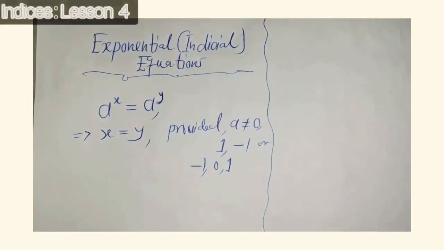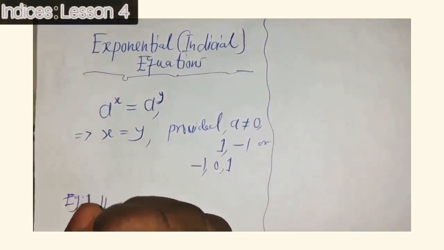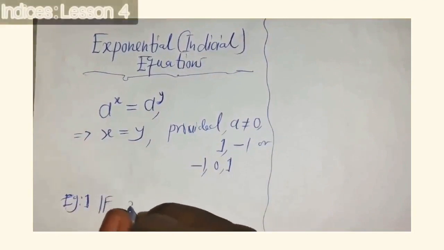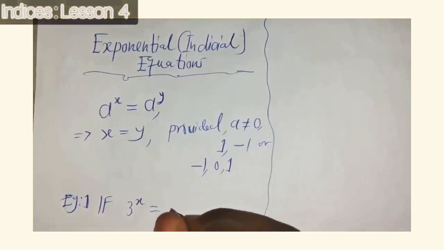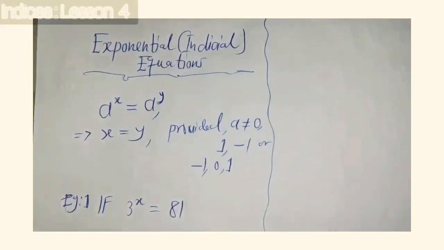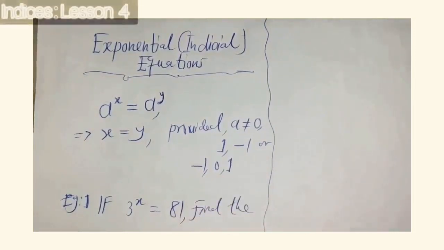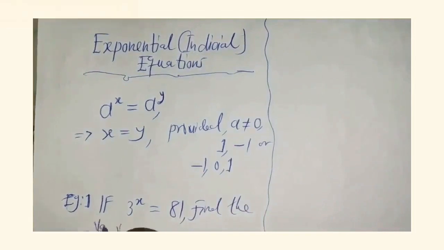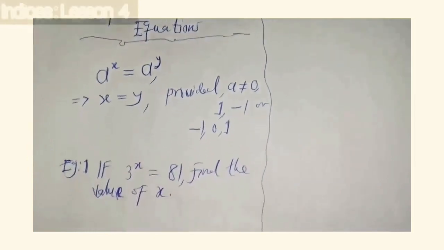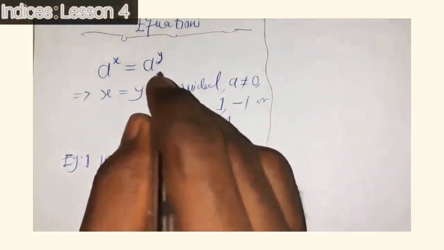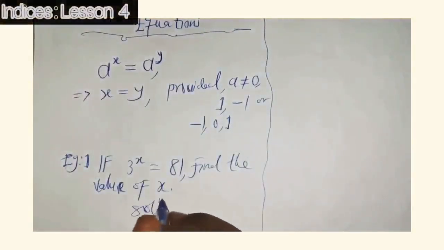So let's take an example. Example 1. If 3 raised to the power x is equal to 81, find the value of x. To find the value of x, straight away we are going to apply our rule. We need to have equal base. Here, since they are not equal, I can't apply it.